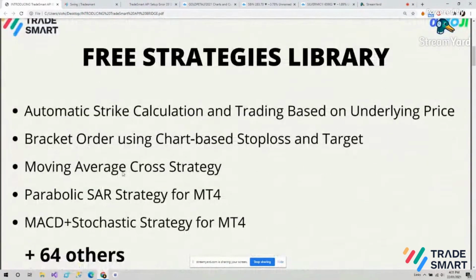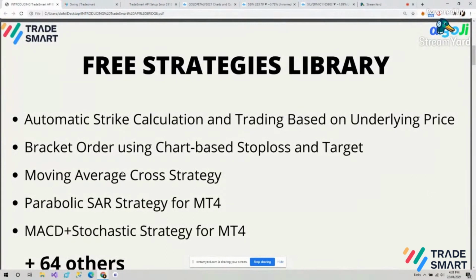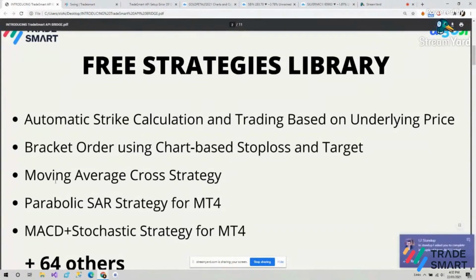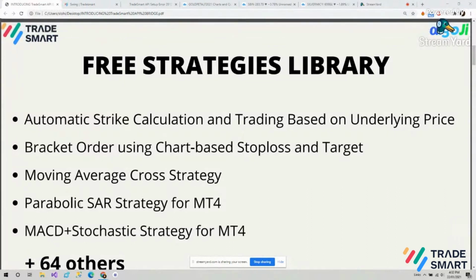Now, before going forward, I would like to tell you that we have curated a free strategies library that are readily available for automation. So you can find strategies like automatic strike calculation and trading based on underlying price, bracket order using chart based stop loss and target, moving average cross strategy, parabolic SAR strategy for MT4, MACD plus stochastic strategy for MT4, and there are 64 other strategies that are readily available for automation, and they are absolutely free. And where you will find them, I will tell you about them in the coming slides. So let's move ahead.